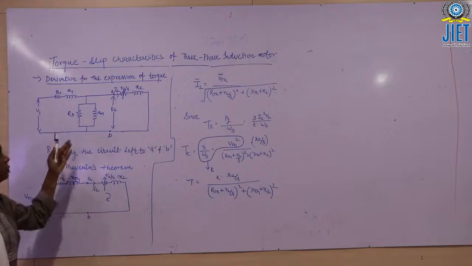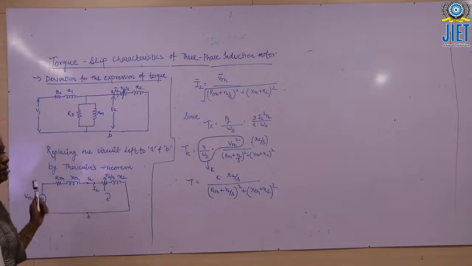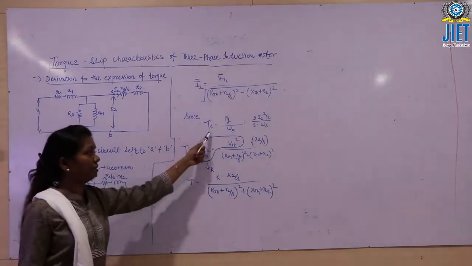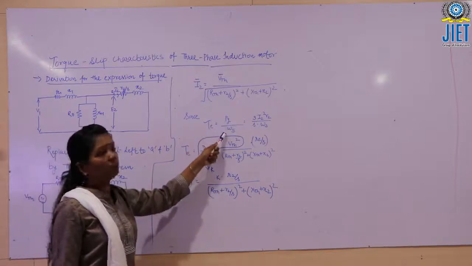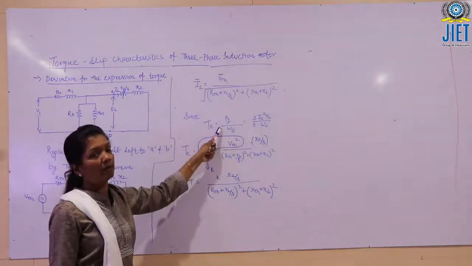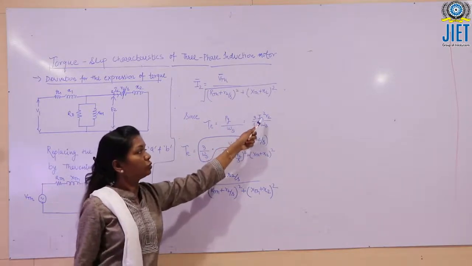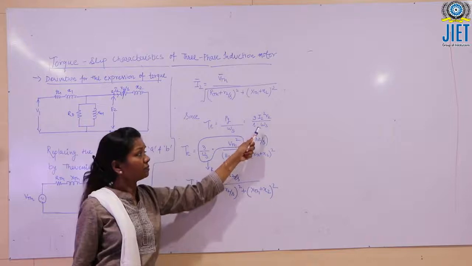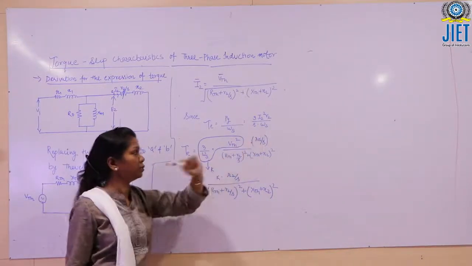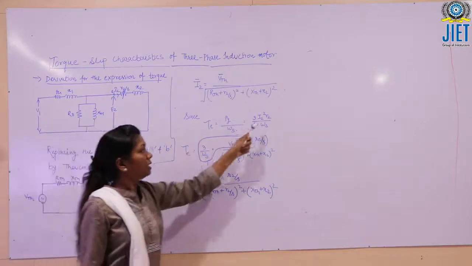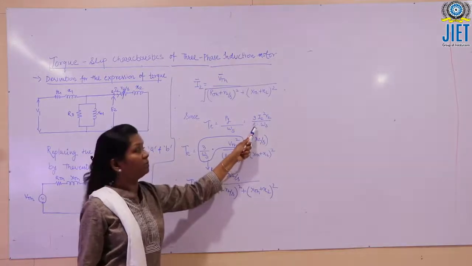Now since we are interested in finding the expression of torque, in the last class I already told you that the torque is basically Pg upon omega s, that is, the air gap power upon omega s. This Pg is 3 I2 square R2 upon s, and omega s is the synchronous rotational speed. So R2 is fixed, omega s is fixed, slip is a variable parameter.